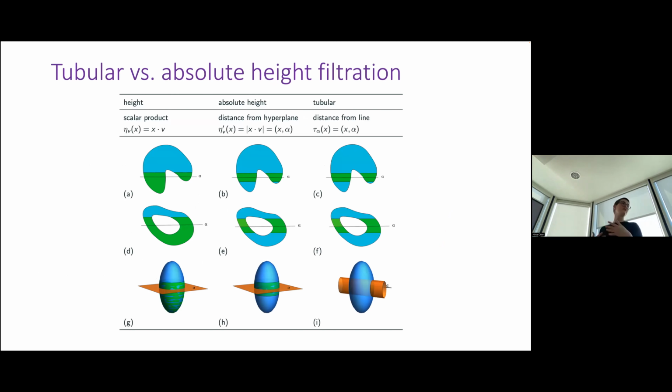There are lots of height filtrations that have already been considered in the literature. For example, you might be familiar with the persistent homology transform, which is based on considering height filtrations with respect to specific directions. The way this tubular filtration compares is that it really makes a difference in dimensions higher than 2. Because in dimension 2, the tubular filtration with respect to this line would actually be the same as considering the height distance from a hyperplane.